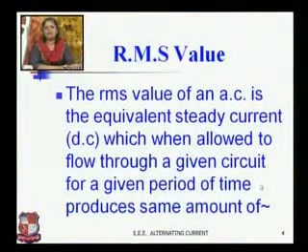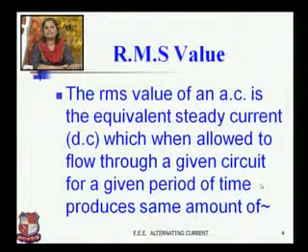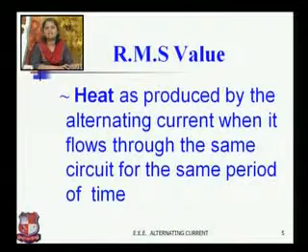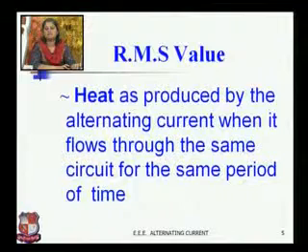So the RMS value of an AC is the equivalent steady current, which is DC, when allowed to flow through a given circuit for a given period of time, produces the same amount of heat as produced by the alternating current when it flows through the same circuit for the same period of time. As I discussed from the figure, if the brightness of the lamp is the same, it means the amount of heat produced by both the lamps is the same, then its value is known as the RMS value of the alternating quantity.